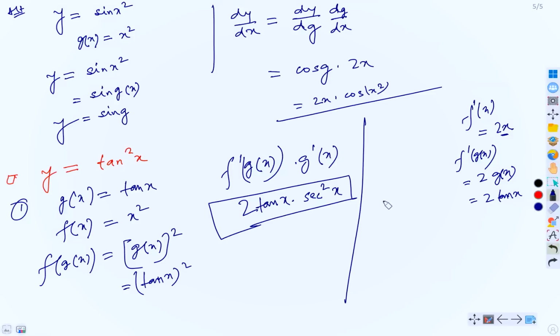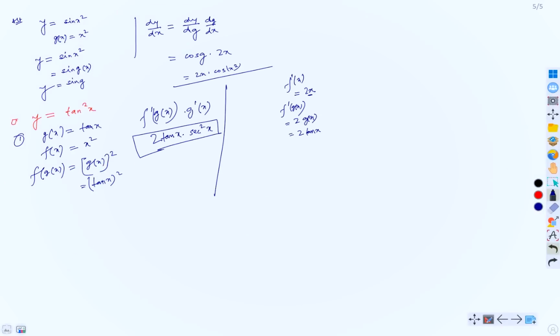Okay, so this is the one approach from the definition. Now we will solve the same problem with this strategy, that is this alternate method. So I am using a different color now for the alternate approach.